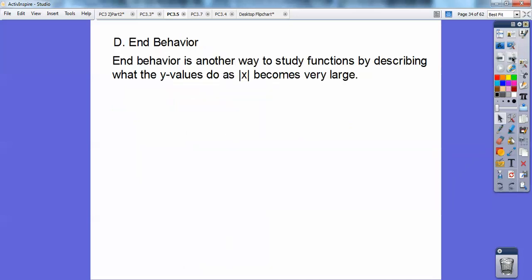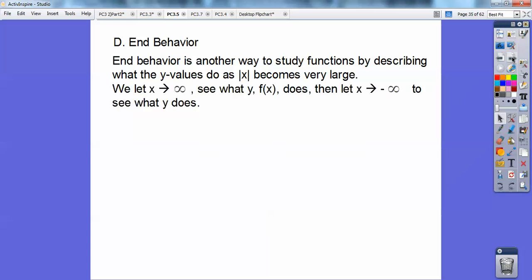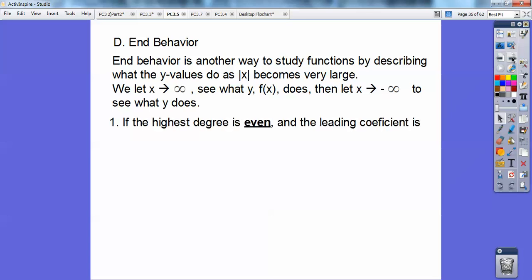Okay, end behavior. End behavior is another way to study functions by describing what your y value does when your x becomes very large, when x goes to infinity and x goes to negative infinity. So when x goes to plus or minus infinity, we want to see what the heck y is doing.